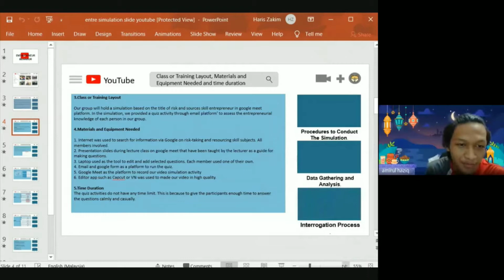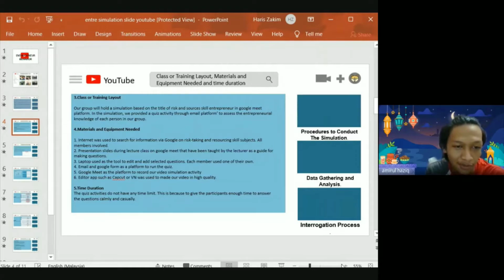Materials and equipment needed. The internet was used by all members to search for information via Google on risk-taking and resourcing skill subjects. Presentation slides from lecture class on Google Meet, taught by the lecturer, served as a guide for making questions. A laptop was used as the tool to edit and add selected questions. Each member used their own.